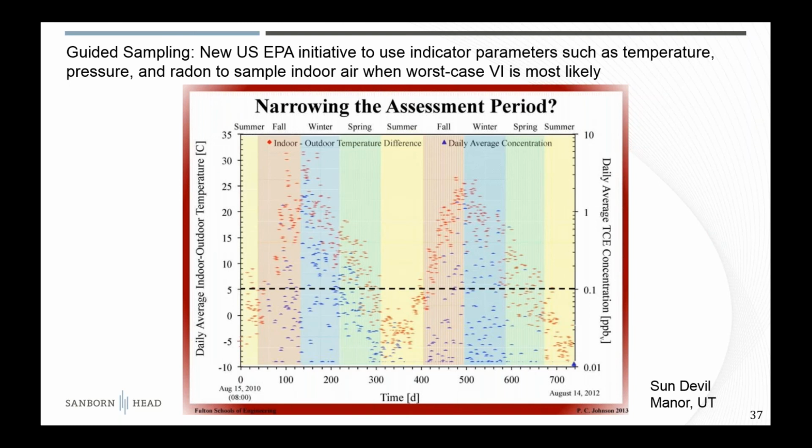We use this now grossly by saying, let's sample in the heating season. But that alone doesn't guarantee you're going to get a worst case sample. It actually may be that you have to have a really high temperature differential for that to happen. This is just one house, so we can't make blanket conclusions based on one house, but it's a start of looking at this a little more closely.